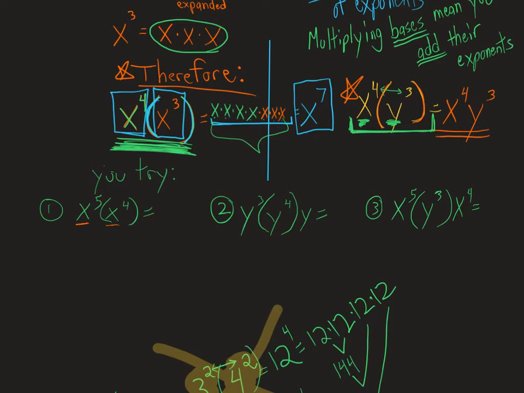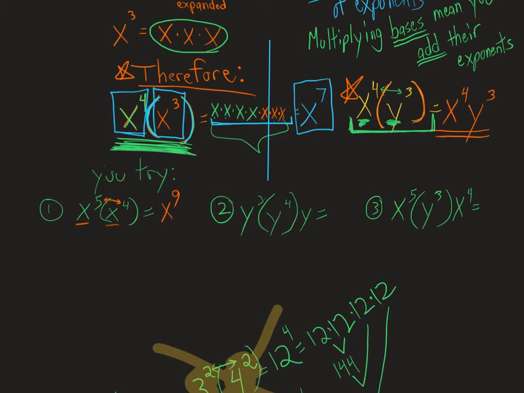First check, common bases. So I've got 5 x's multiplying together with 4 more x's, which is a total of 9 x's that I'm multiplying together. So it's just x to the 9th. Literally that simple, guys. Notice how simple it is.